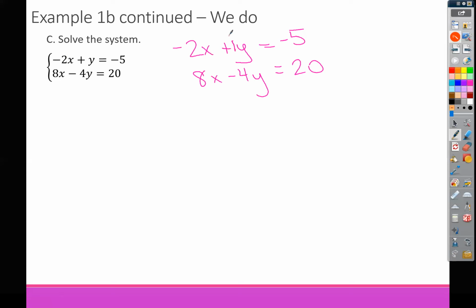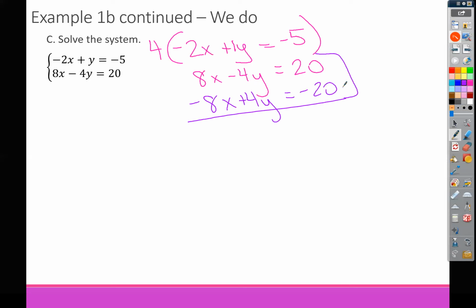You have 1 assumed to be there and a negative 4. So what is the least common multiple of 1 and 4? 4. So since I already have a negative 4 here, I need to multiply this by a positive 4. When I do that, I'm just distributing this. I would get negative 8x plus 4y equals negative 20.